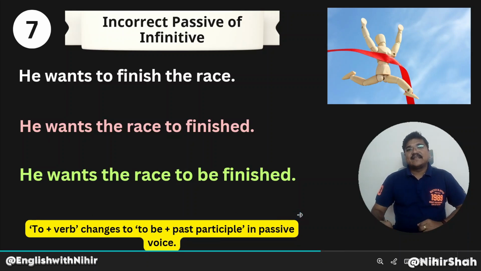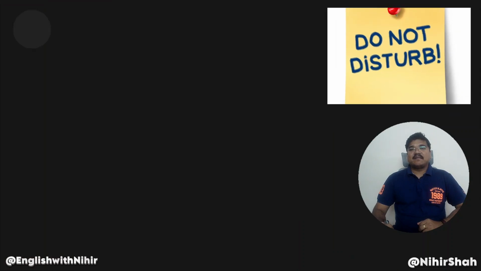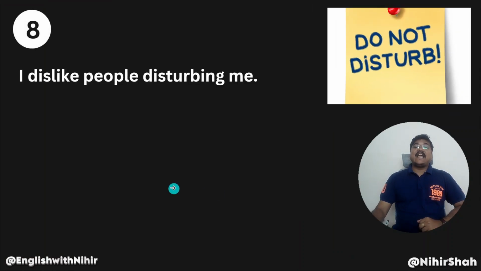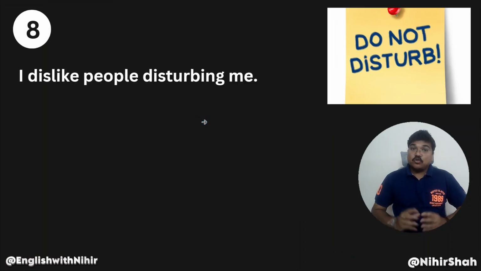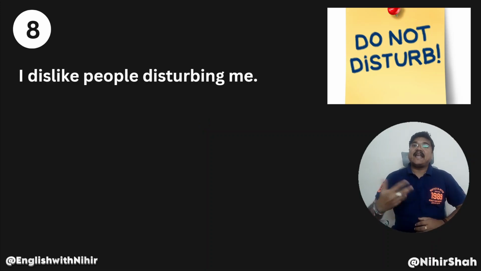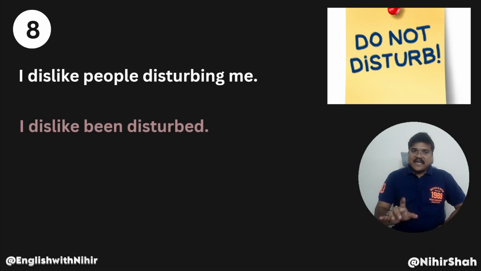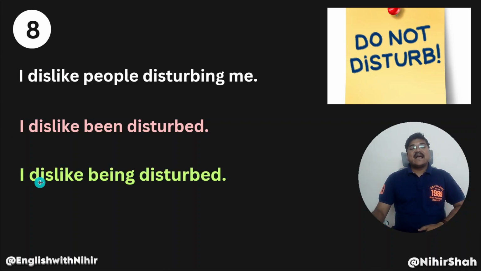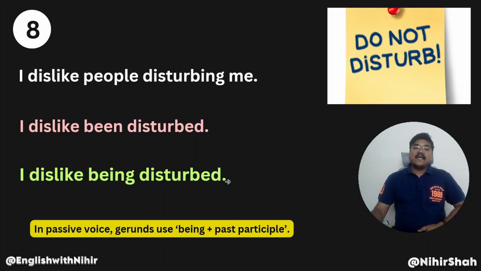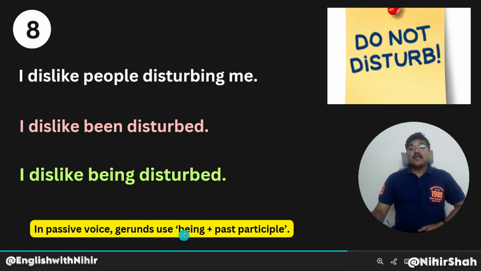Okay. Let's move on. Mistake number 8. I dislike people disturbing me. You can pause and solve this, and then I will show you the incorrect version of it. This is the incorrect version. I dislike being disturbed. I hope you would have guessed it. The correct answer is I dislike being disturbed. Why? In passive voice, gerunds use being plus past participle.